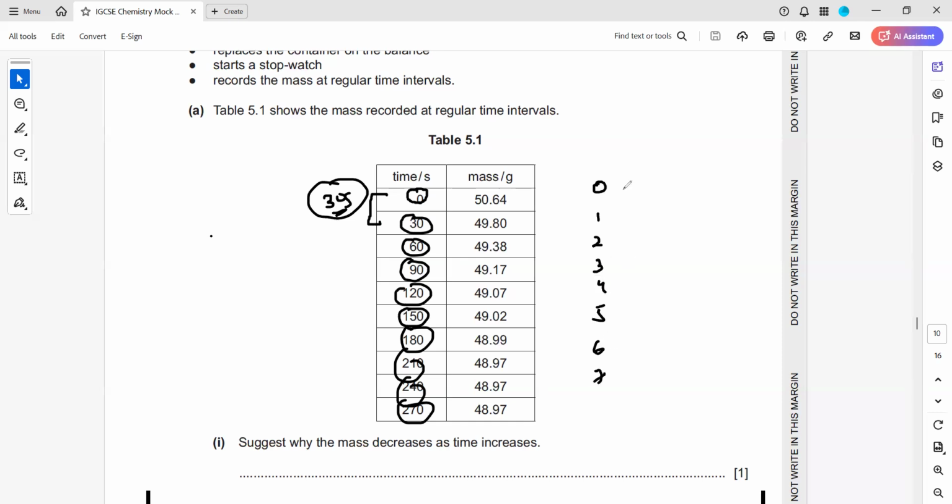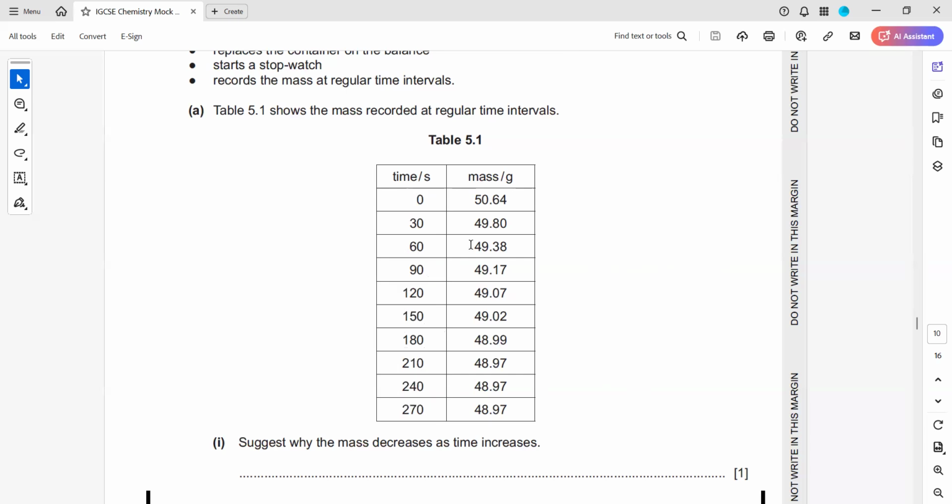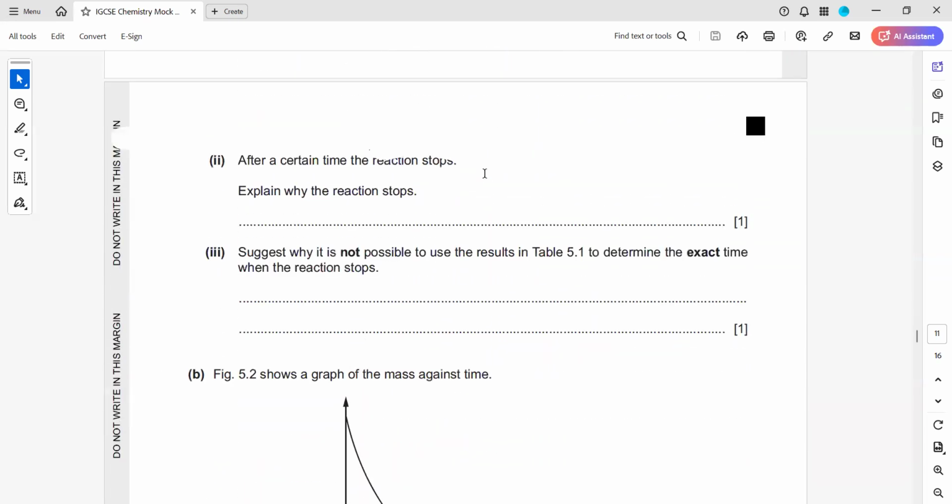If we were recording for every 1 second, like 0, 1, 2, 3, 4, which is practically impossible, but what if we were doing that? Then we could exactly tell at what time the reaction stops. But if we are using this method with a 30-second interval, it is impossible to know exactly when the reaction stops. So that suggests why it is not possible to use the results to determine the exact time.